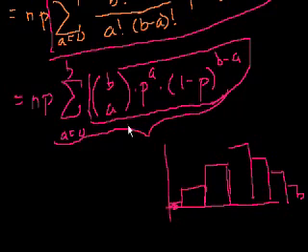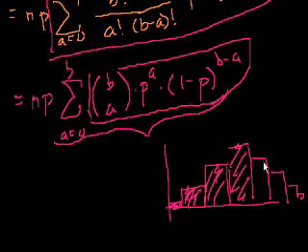When a equals 0, it's this term. When a equals 1, it's this term. When a equals 2, it's this term, all the way to b terms. But we're summing them up. So we're summing all the probabilities, over all of the values that our random variable can take. So if we sum up all the probabilities that a random variable can take, this is going to sum up to 1.